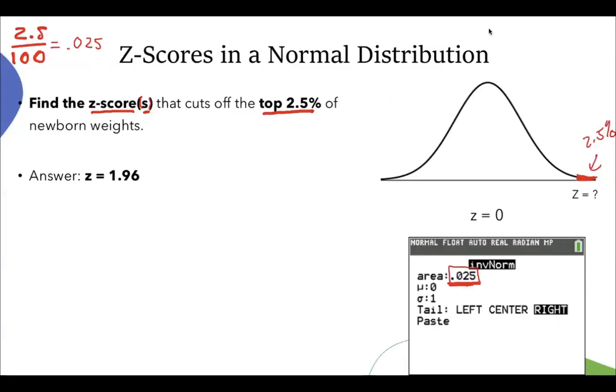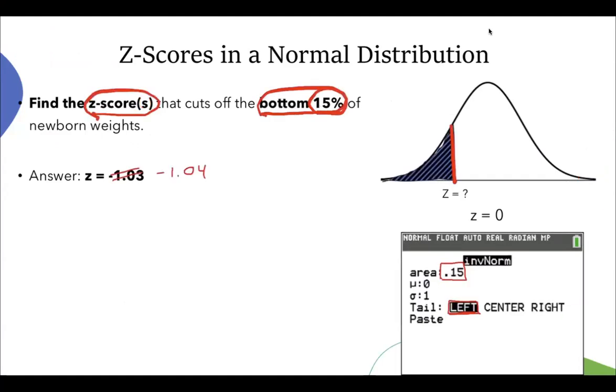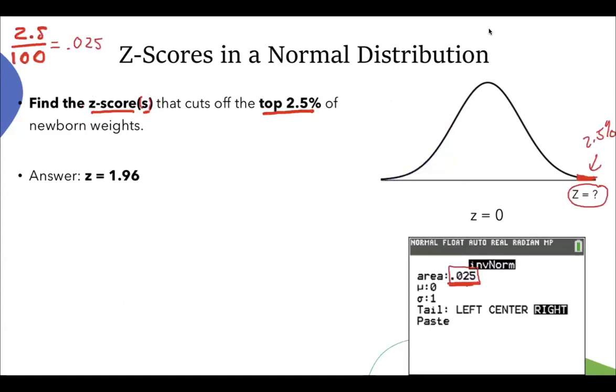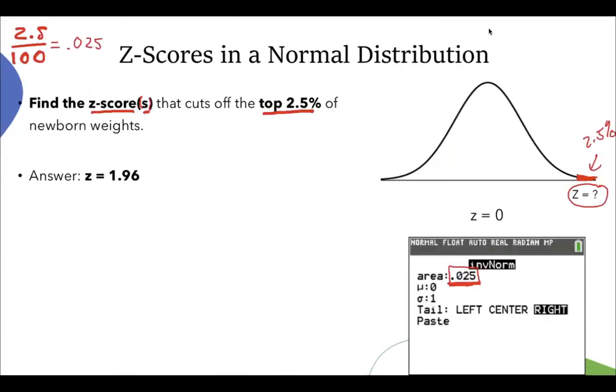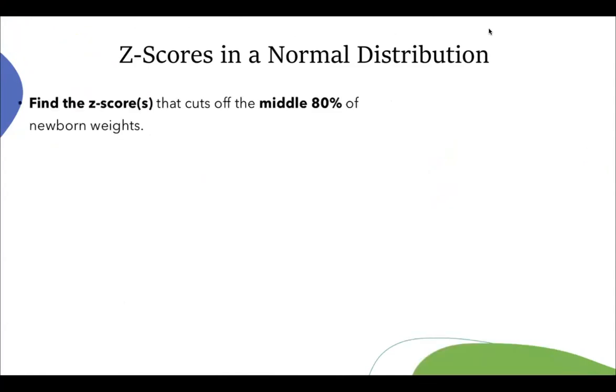Okay, so we know how to find a z-score when the area is on the right side. And from the previous problem, we found a z-score where the area was on the left side. And now the last question we're going to look at is when the area is in the center. And back up here, notice on the calculator, we do have a center option. That's the one we're going to use now. So the question is going to be phrased like this. Find the z-score(s), and here we have the parentheses around the s because we are going to find two z-scores in this case. That cuts off the middle 80% of newborn weights.